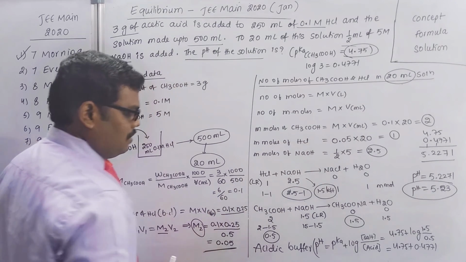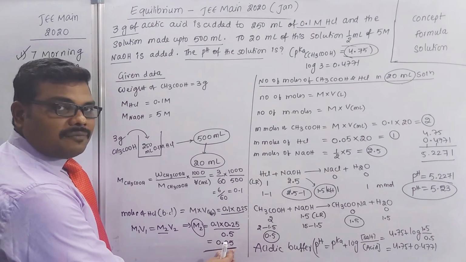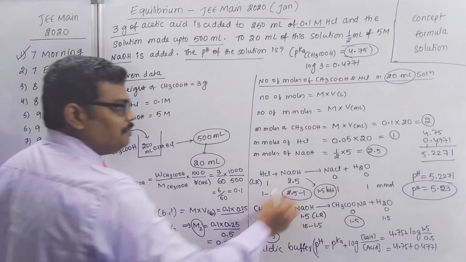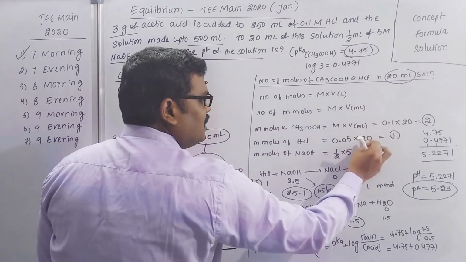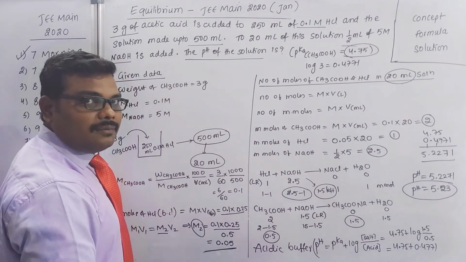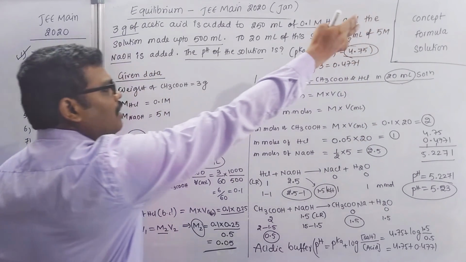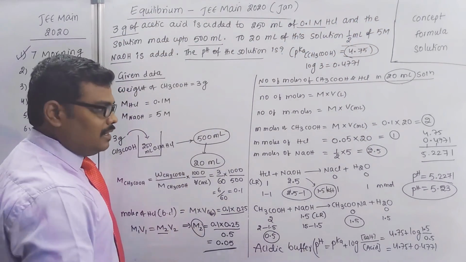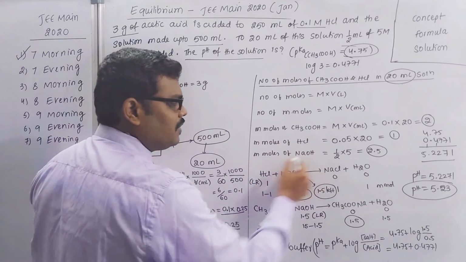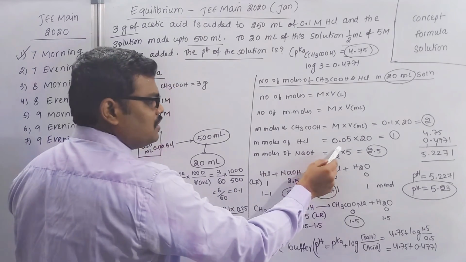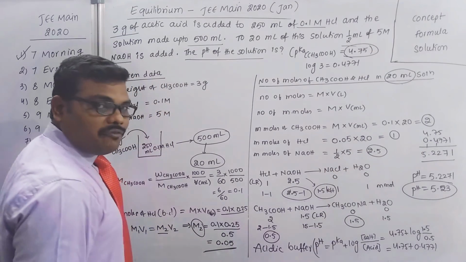Millimoles of HCl: the concentration of HCl after dilution is 0.05 and the volume of the solution is 20. Then we get 1 millimole of HCl. To this 20 ml of solution, 1 by 2 ml of 5 molar NaOH is added. So from this we can calculate the millimoles of NaOH. Millimoles of NaOH is equal to 1 by 2 into 5, that is equal to 2.5.